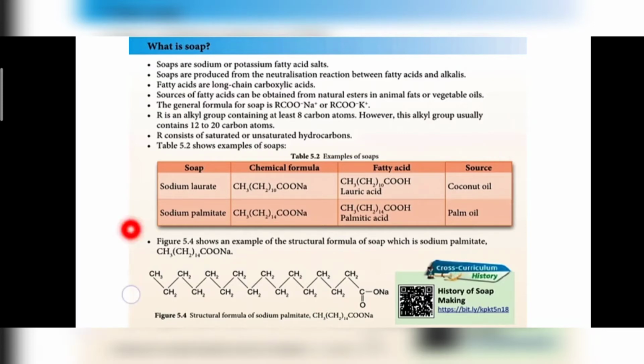So this is the structural formula of the soap, sodium palmitate. Okay, CH3, then CH2, kita ada 14, you count this one until 14, and then we have COONa, sodium. So this is sodium palmitate soap.